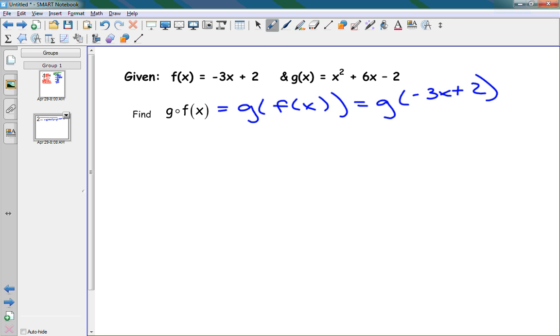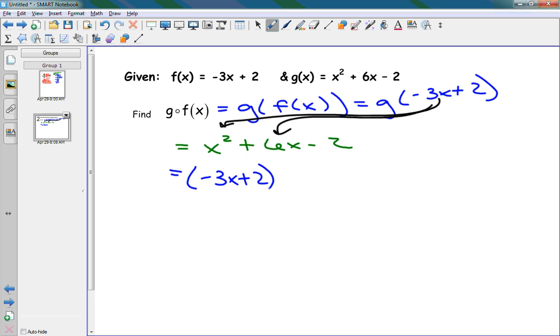Well, what is g defined to be? G is x squared plus 6x minus 2. And every place I see an x, I'm plugging in the negative 3x plus 2 there, yes? So that's going to give me negative 3x plus 2 squared plus 6 times negative 3x plus 2 minus 2. Do we see that, yes or no? And what did we need to do next then?